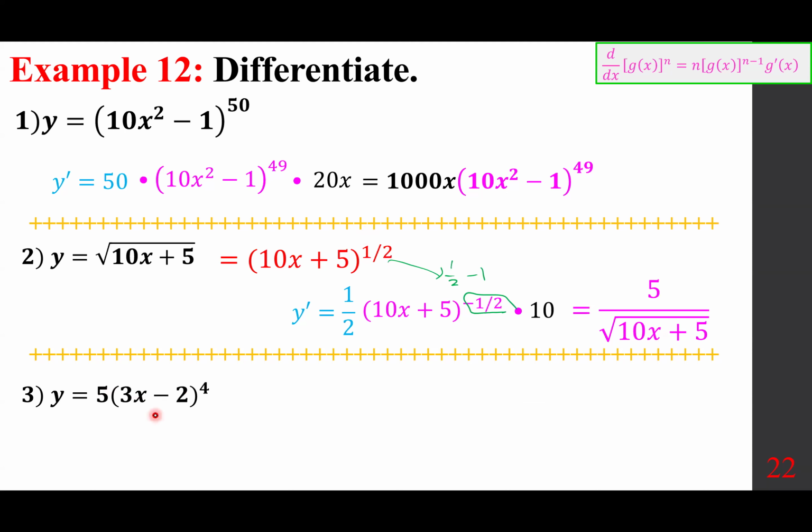Y equals 5 times (3x minus 2) to the power of 4. First of all, number 5 is there, just keep it. Then we go with the extended power rule, this part. For this part, we need the 4, n. Then we need the same thing to the power of n minus 1, so (3x minus 2) cubed. And finally, g prime. The derivative of the inside, the parentheses, just gives us 3. So 5 times 4 times 3, 60. We put it in front, and we are done.